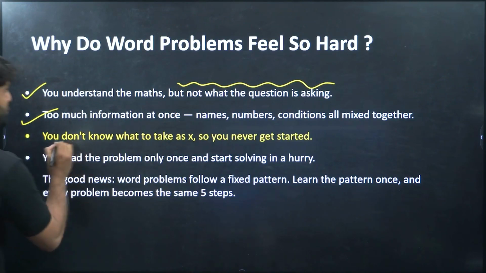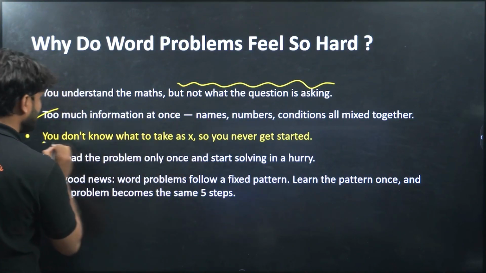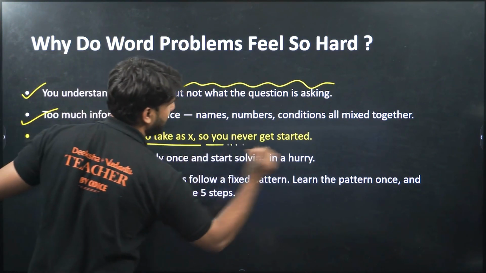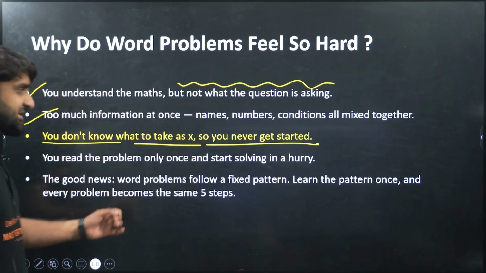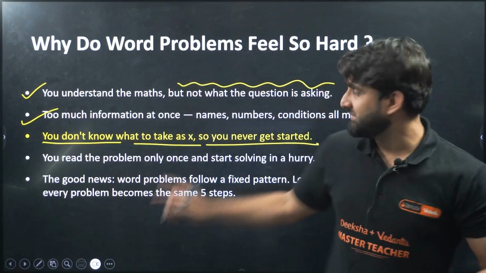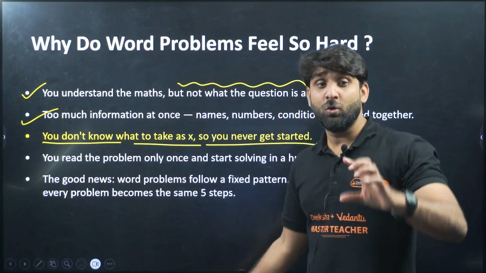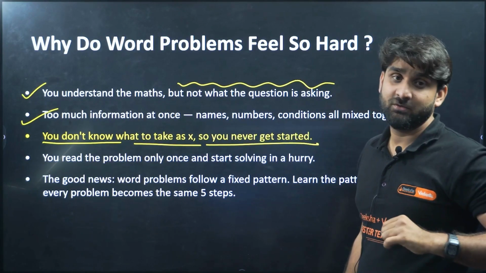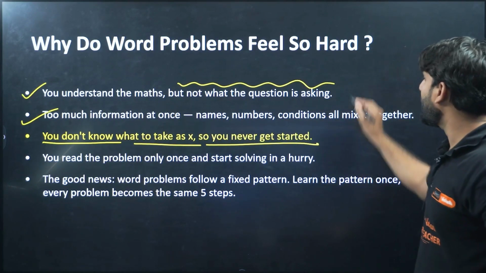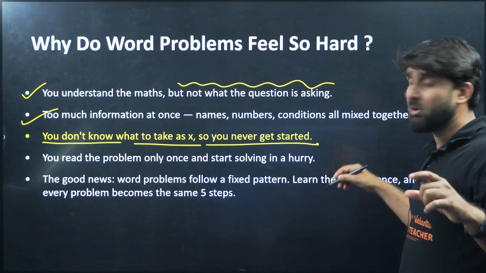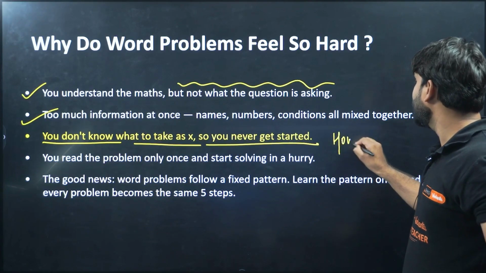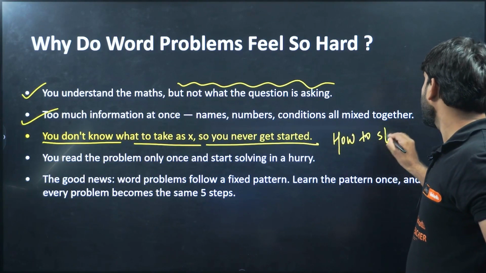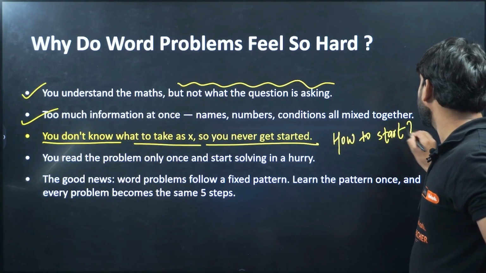Third point, you don't know what to take as X. This is very important, that's why I have highlighted it in yellow color so that you guys can focus on this particular line. You don't know what to take as X, so you never get started. So in a word problem, the most important part is how to start the solution.